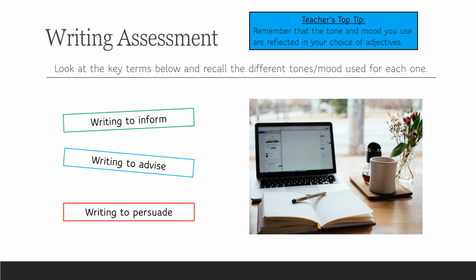When you're thinking about the different forms of writing, you've got loads of things like articles, blogs, leaflets and letters, and they're also going to have a different purpose. So why are we writing it? It's either going to be to inform, so you're giving information, to advise people, or to persuade.